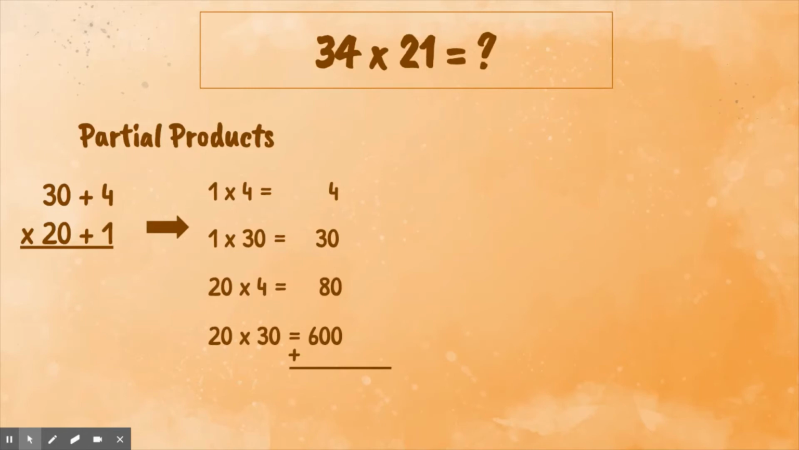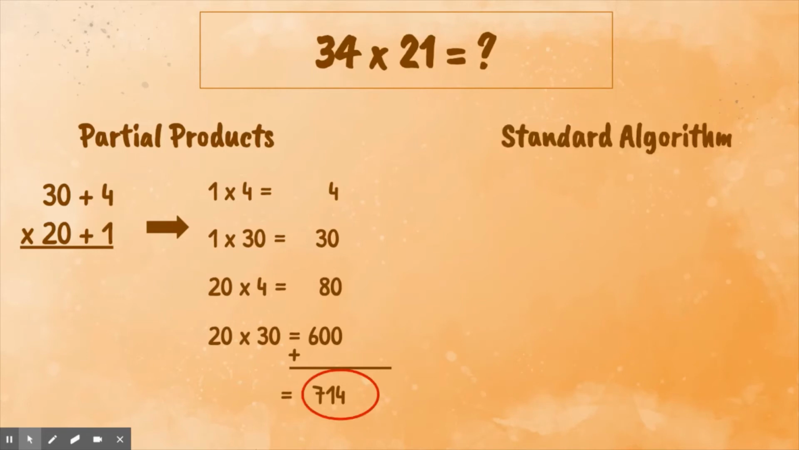When I add up all those products, I get an answer of 714. So let's go ahead and bridge that over to the standard algorithm. We would line up the factors just like this, and then we do the same thing. We ask the students to do 1 times 4, that's 4. 1 times 3 is 3.